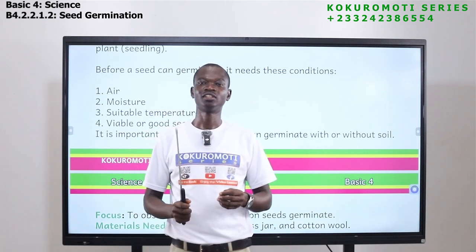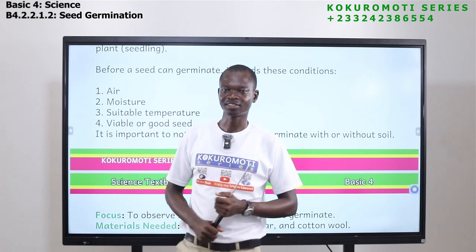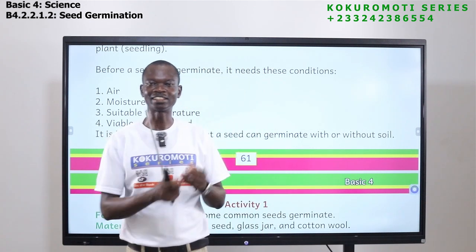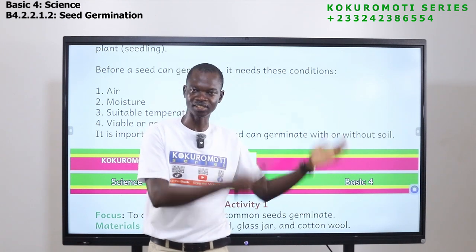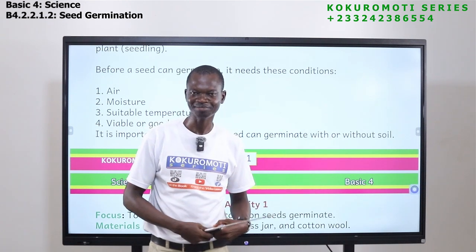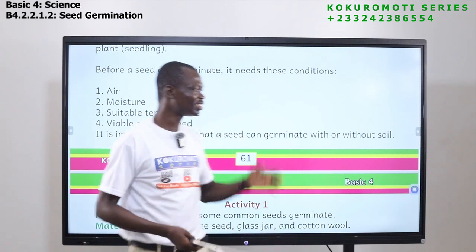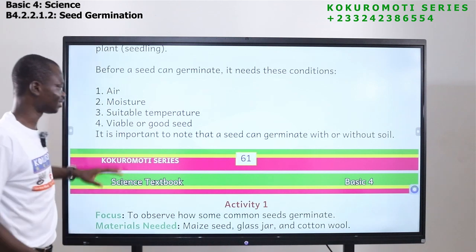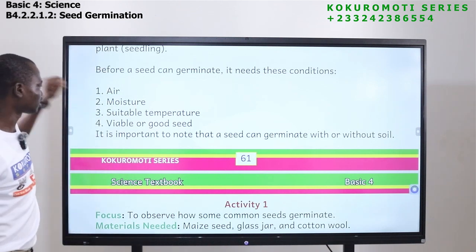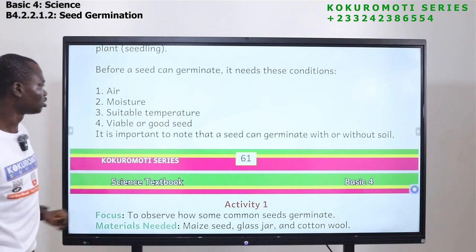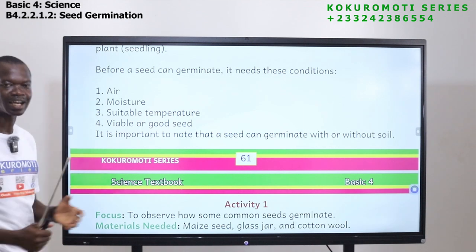If you want the right source, the best source, go to the agric officers. They can tell you that this seed is good. Some even have these seeds. You go to them, you buy from them, you plant and they will grow. All of them will germinate. So before a seed can germinate, these are the things that need to be there. Germination needs air, moisture, temperature, and then good or viable seed before it can happen.